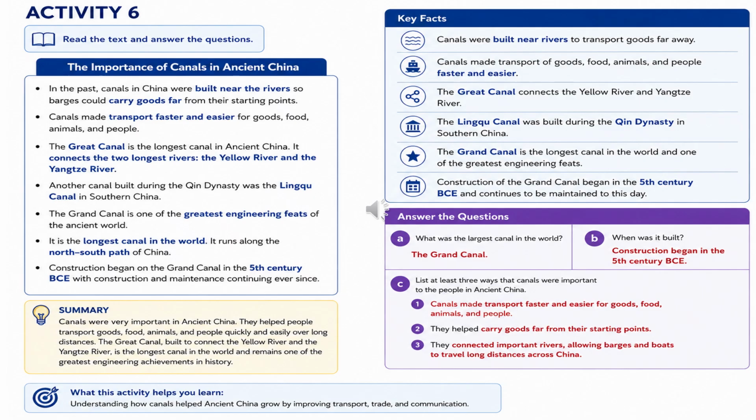Its construction began in the 5th century BCE and it has been maintained and used for many centuries. Even today, parts of the canals are still in use. So now let's answer the questions together. So question A, what is the largest canal in the world? So you will get the answer from the passage. If you didn't understand, read the passage once again. So the answer is the Grand Canal.